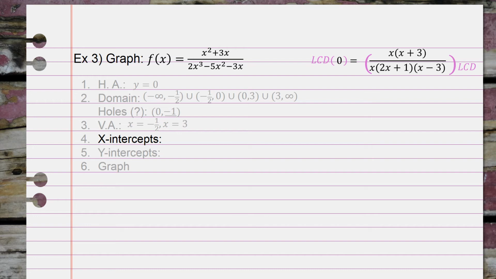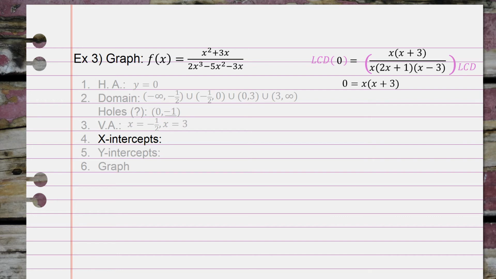And what you notice is on the left side, 0 times anything is still 0. And on the right side, if I multiply the common denominator and it has already the same denominator, it will reduce, which will just leave you with the numerator. So I now have the equation 0 equals x times x plus 3. This equation is much easier on the eyes.